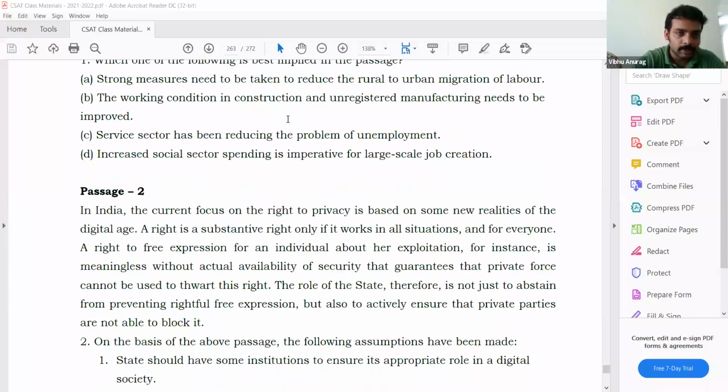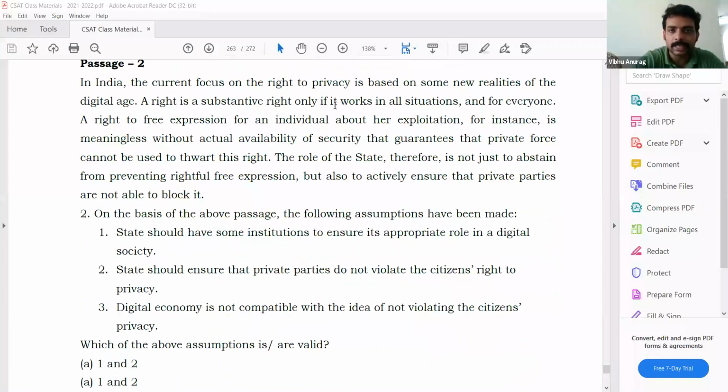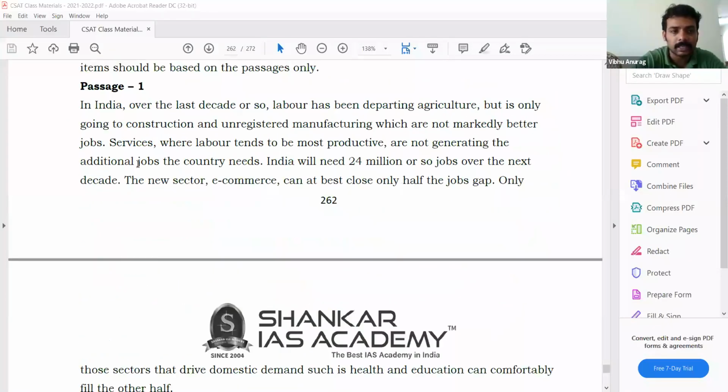The next set starts from "In India over the last decade or so, labor has been departing agriculture." This one has 5 passages for a total of 6 questions. So we are going to solve it in 12 minutes time. You have 12 minutes time. Please do it. You can start now. Please begin.